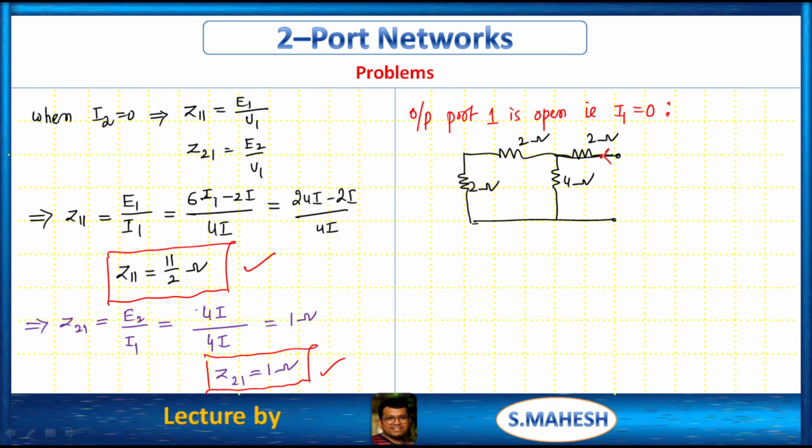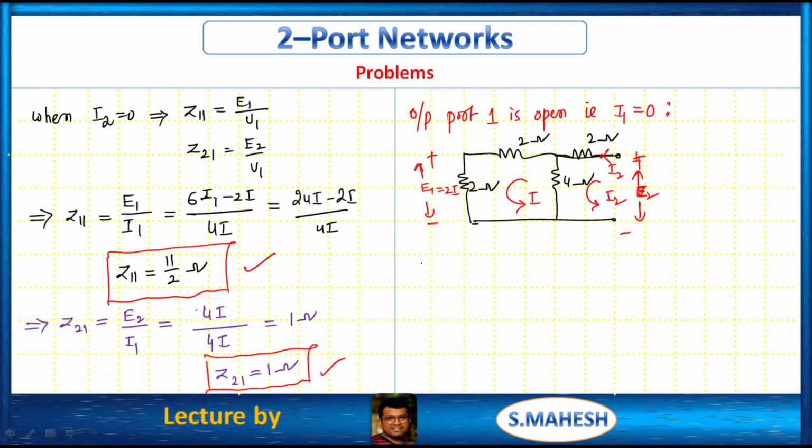we only have I2, and the supply voltage is only V2. So this is I2. Now this is I. Then what about this? This is E1, which equals 2 into I. Now it's clear, right? This is E2. That's it.